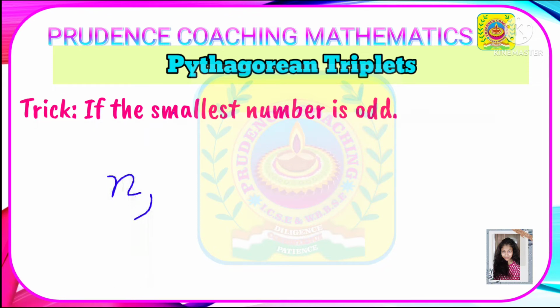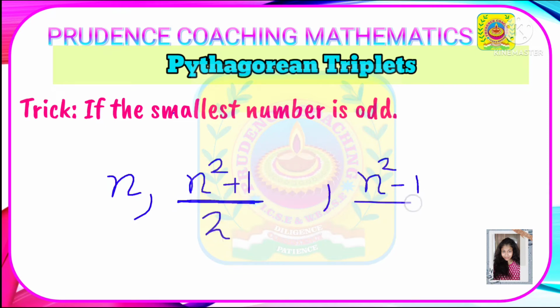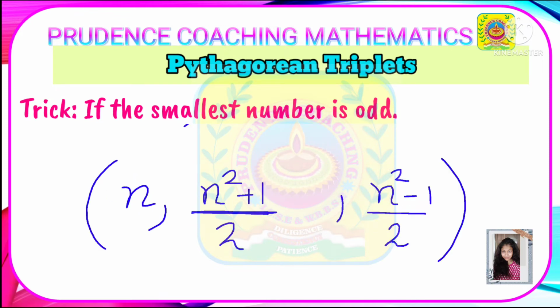Next triplet, how will we find out? You need to find the square of the given number, that is n square. In both the cases you need to find out n square. First you need to plus 1, next minus 1, and whatever you are getting, the whole thing you need to divide by 2 in both the cases. So this is the final formula for finding out the triplet when we know the smallest odd number of the triplet.